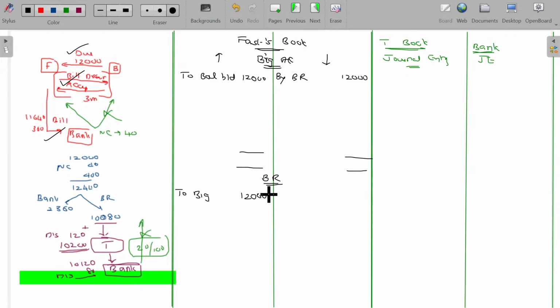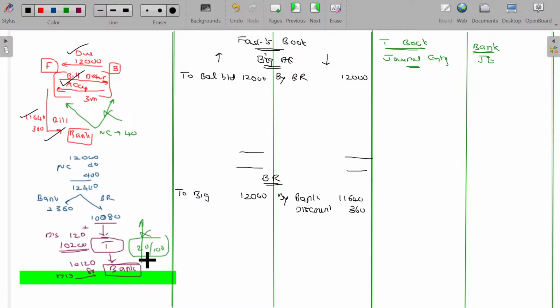This bill is discounted with the banker. So you get the bank collections by surrendering the BR to the bank. Out of 12,000 rupees, how much are you getting? 11,640. Balance 360. Consider this as discount on bills discounted.